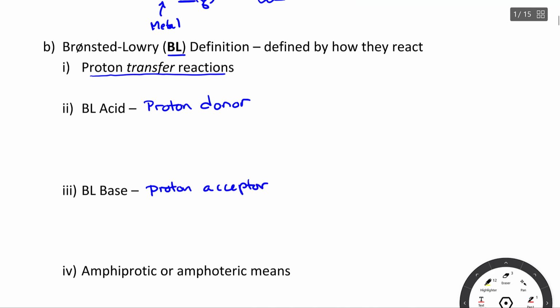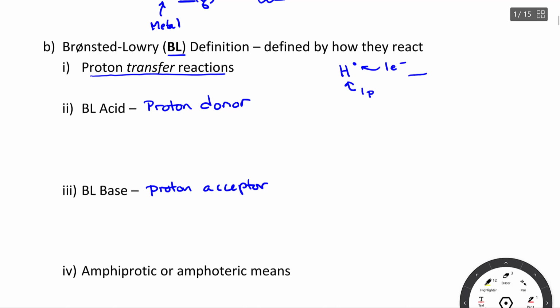Then you might be asking yourself, what the heck does it mean to be a proton, right? So think about hydrogen atoms. If I have a hydrogen atom, it has one proton, and then it has one electron.